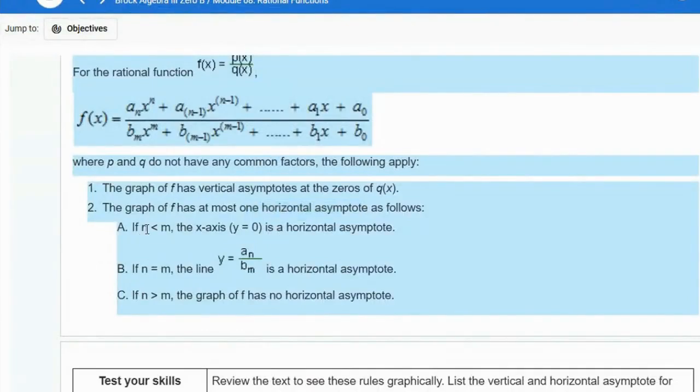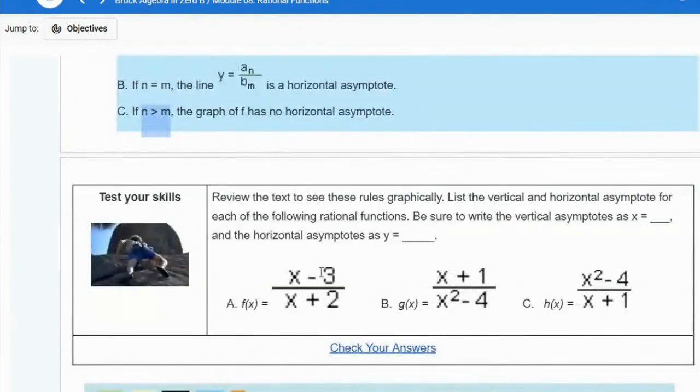There's 3 cases. Numerator less than the denominator, if they're equal, or the numerator is a higher degree than the denominator. All right, let's take a look at these. What are the vertical asymptotes? What are the horizontal asymptotes? X minus 3 over x plus 2.